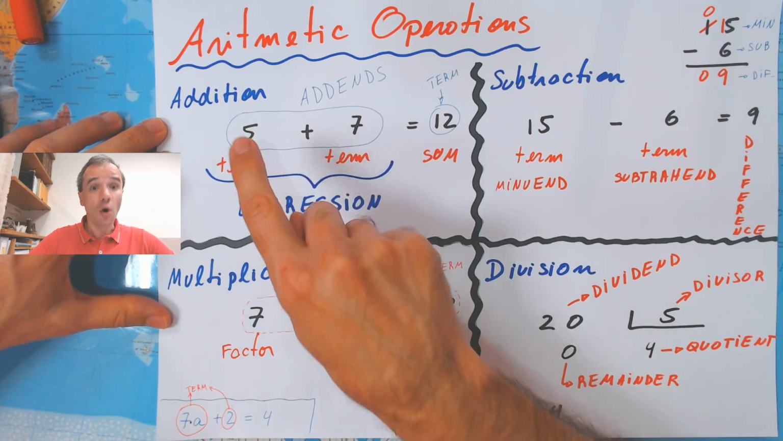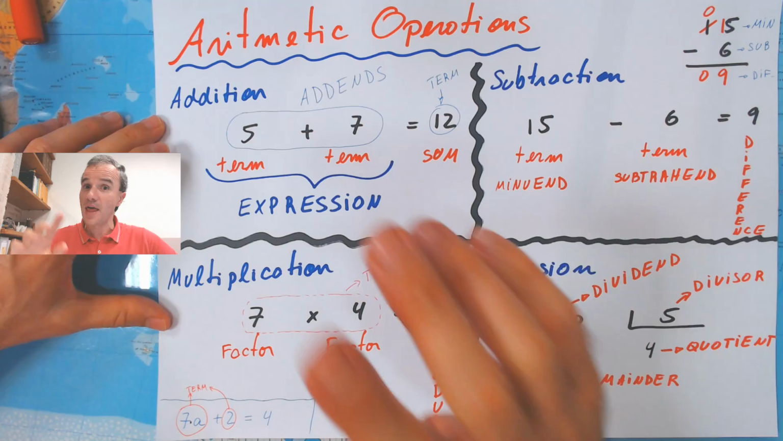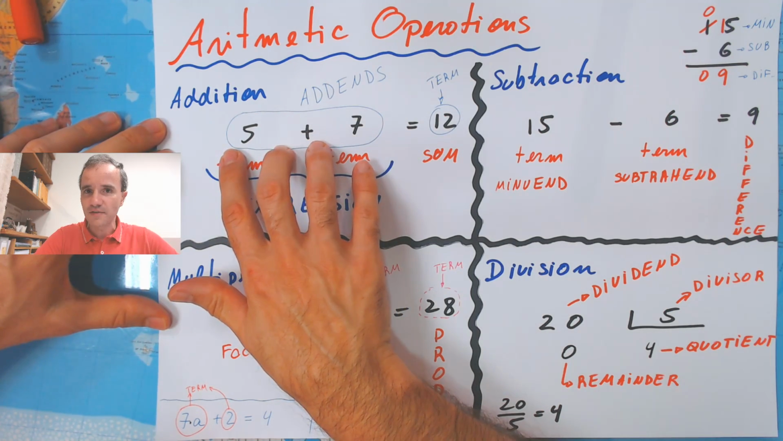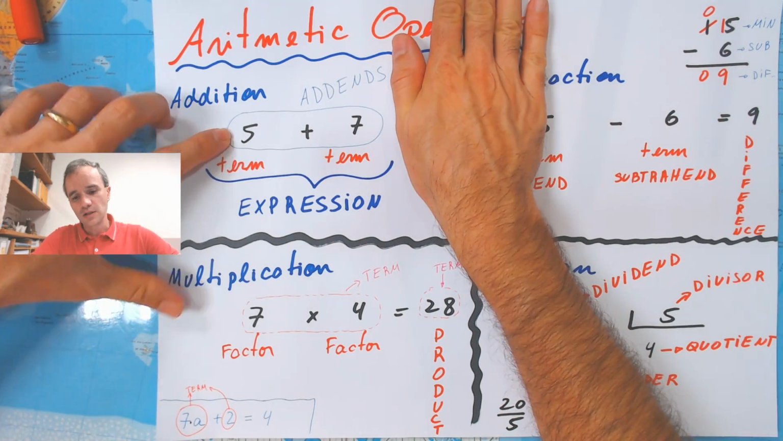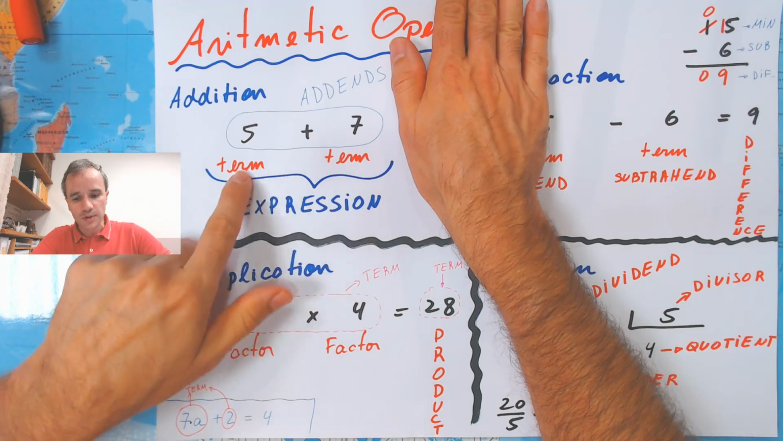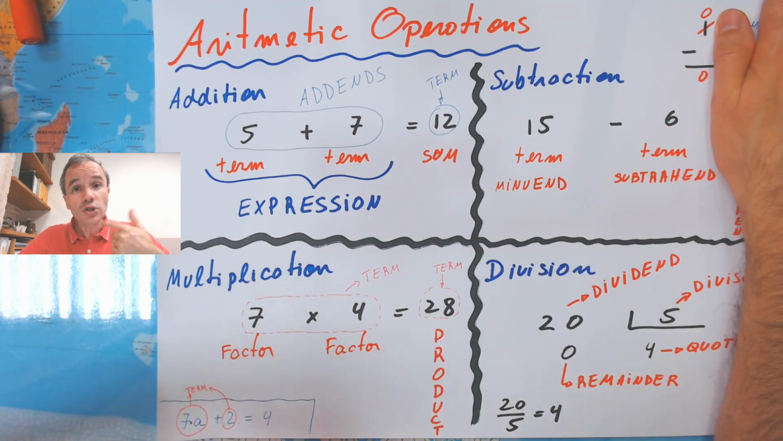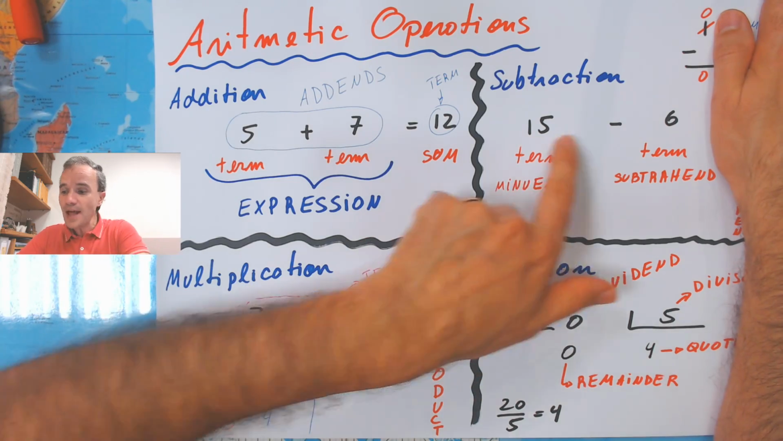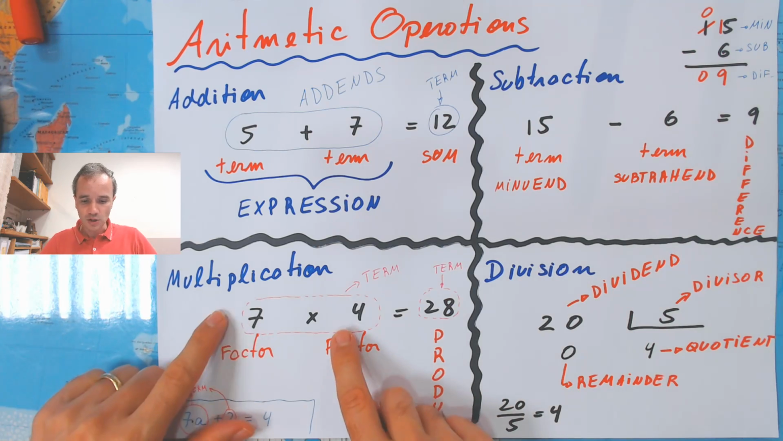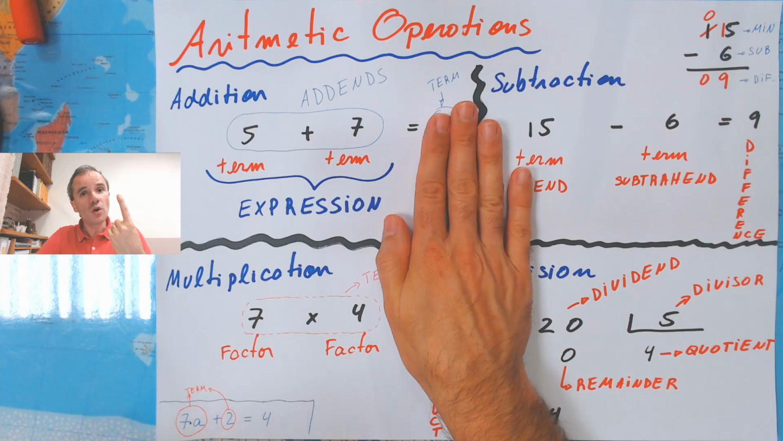This is an equality. What is an equality? 5 plus 7 equals 12. This is an equality. Now, this equality has this expression 5 plus 7. So 5 plus 7 alone is called an expression with two terms. Now, let's see this one. 15 minus 6 is also an expression, and that expression also has two terms. Now, let's see this one. This is also an expression, and this expression has only one term.